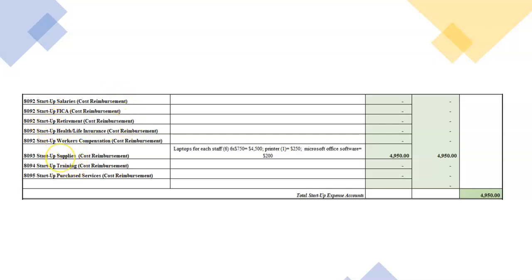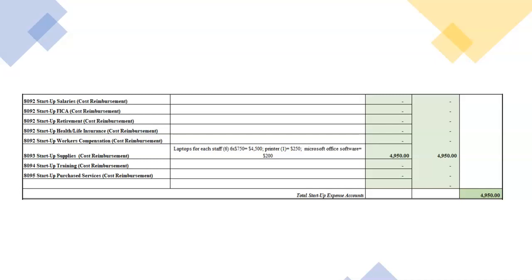Expense line 8093 is for your startup expense or supplies. Itemize expendable items and show how the amounts are calculated. Expenses include but are not limited to office supplies, communications, printing and postage, training materials. Expenses also include expendable items costing less than $1,500, such as books, testing instruments, tape recorders. Other items include non-capital equipment items with a cost of less than $1,500. Example, your computers, your printer, your cabinets.